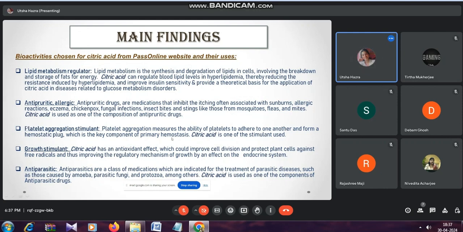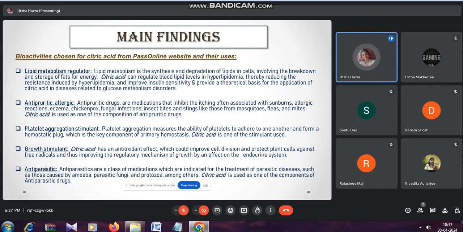Then the next bioactivity is the growth stimulant. As we all know, citric acid has an antioxidant effect which could improve cell division and protect plant cells against free radicals, and thus improving the regulatory mechanism of growth by an effect on the endocrine system.